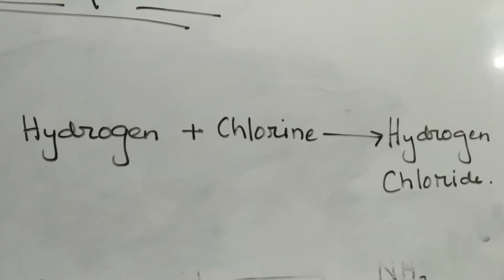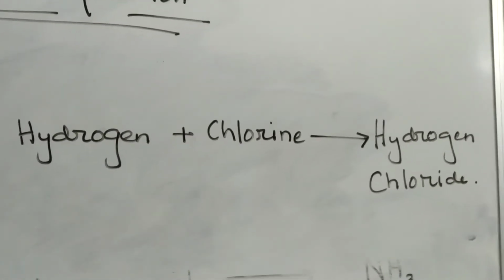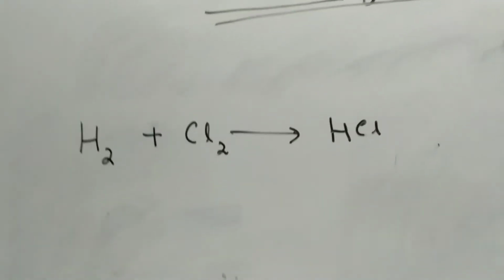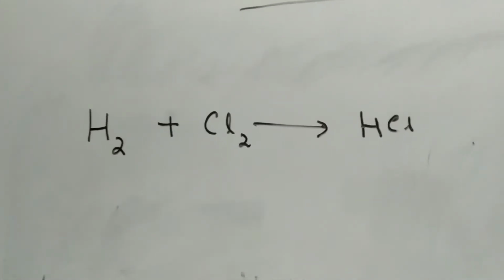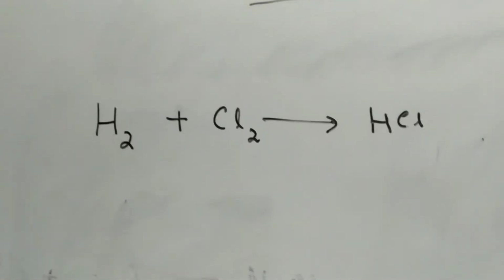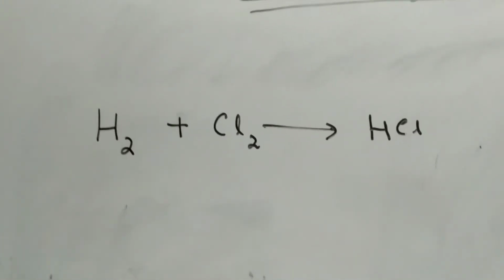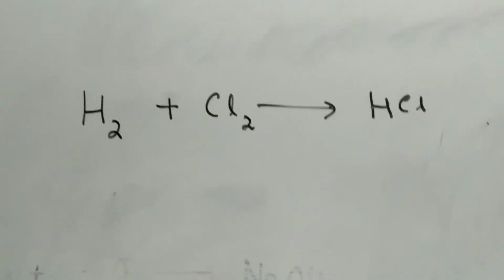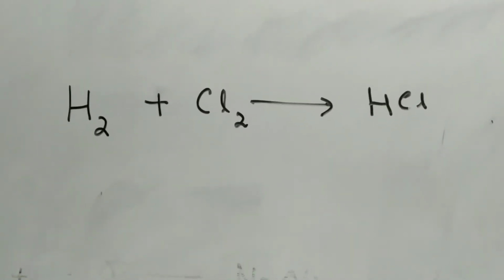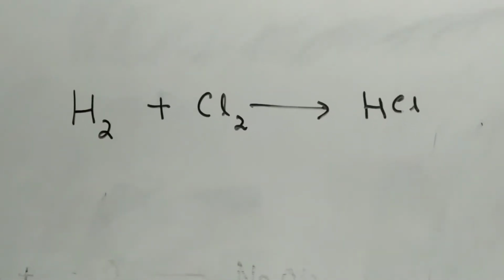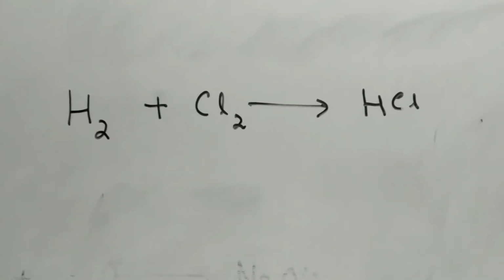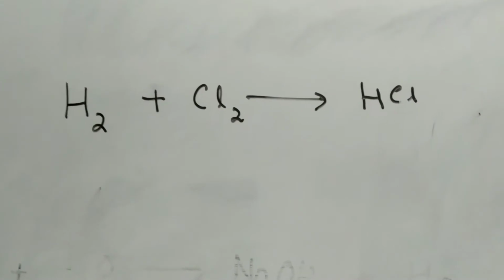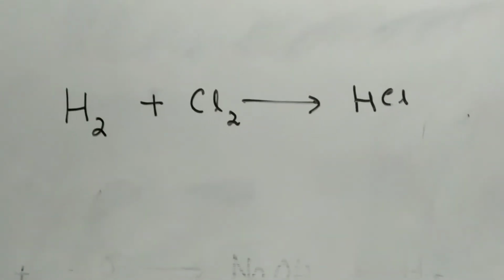What we have to do is change the word equation into our chemical equation using symbols and formulae, and then balance it. First of all, we will learn directly the balancing of the equations which will be given to us. We will not go for the word equation. Once our balancing is clear, then only we'll go for the word equations, convert them into chemical equations, and then balance those also.